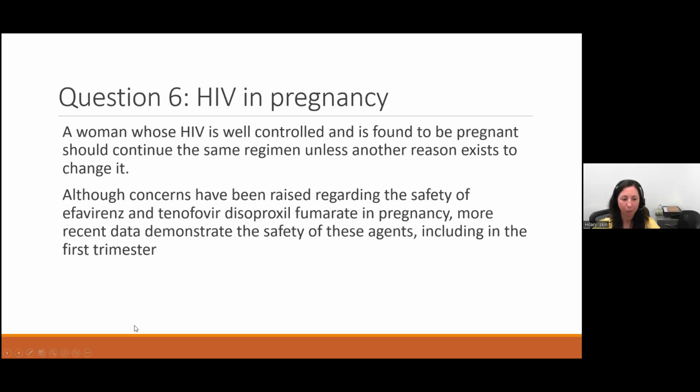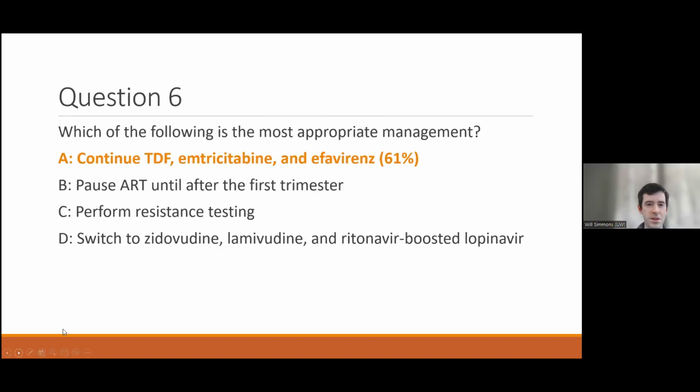Let's see. Will, any other thoughts here? Yeah, I think nowadays this has gotten a lot easier. Almost never change someone's ART when they become pregnant. There used to be some regimens that were a hard change. There still are some, but they're drugs that no one is on anymore. So you should almost never be changing someone's ART in pregnancy.